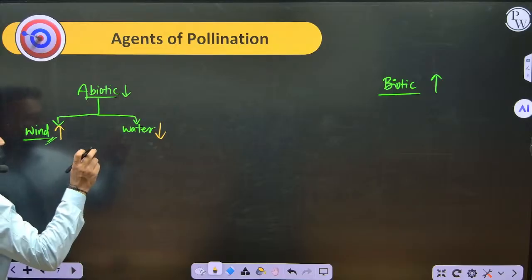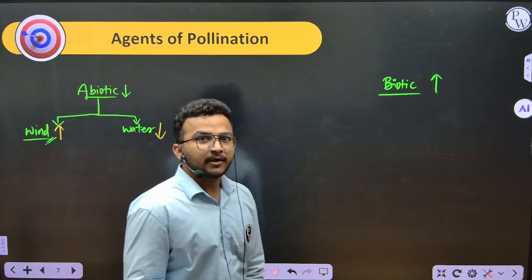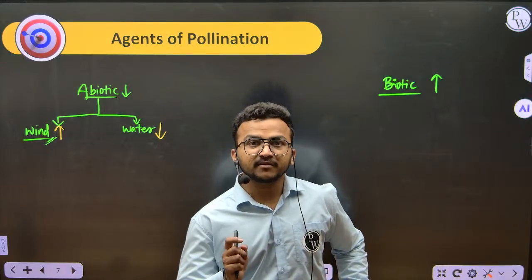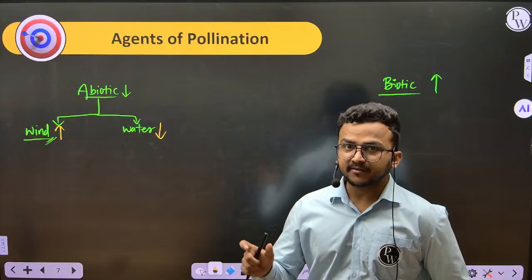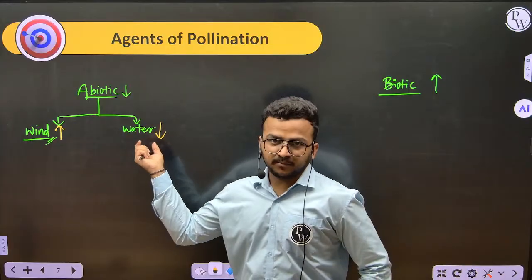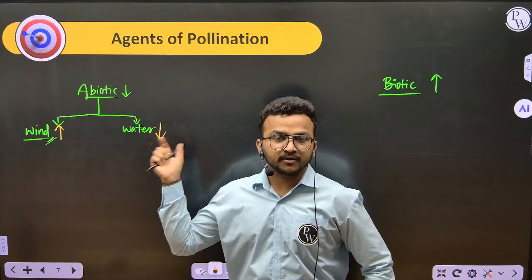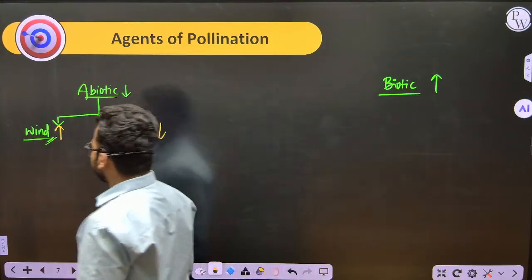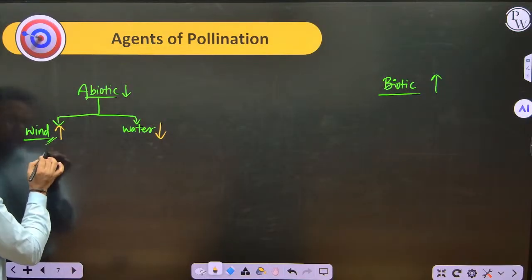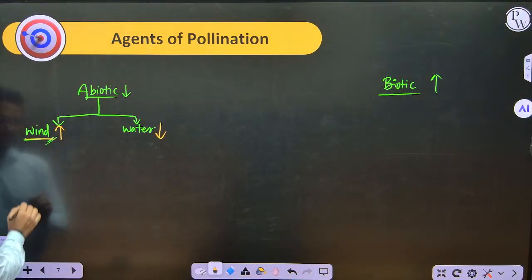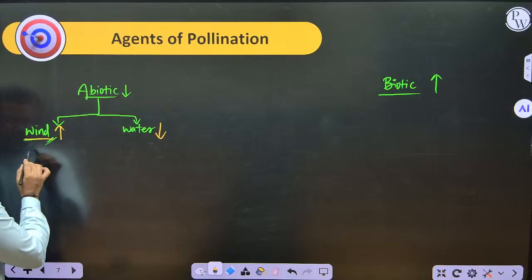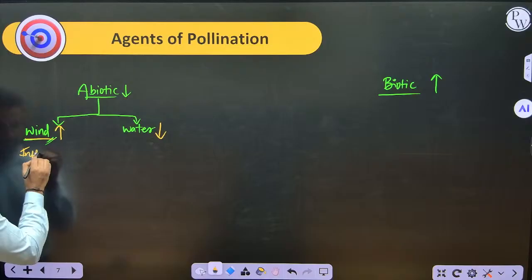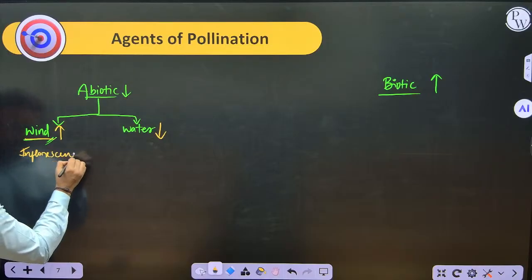The plants which undergo wind pollination, we call them anemophily. And the plants which undergo pollination with the help of water, we call them hydrophily. When it comes to wind pollinated plants, how will the flowers be? The flowers will be produced on the inflorescence. I am just writing it roughly.